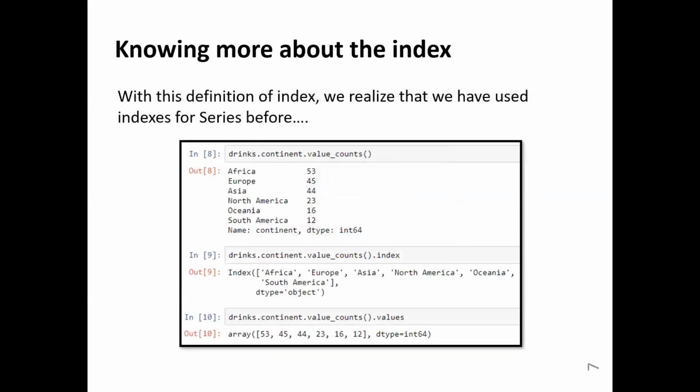Okay. So the next thing is, what if I say, go to the continent and say value counts? What can we understand from that? Africa, 53. How many countries do we have in Africa? Lovely.